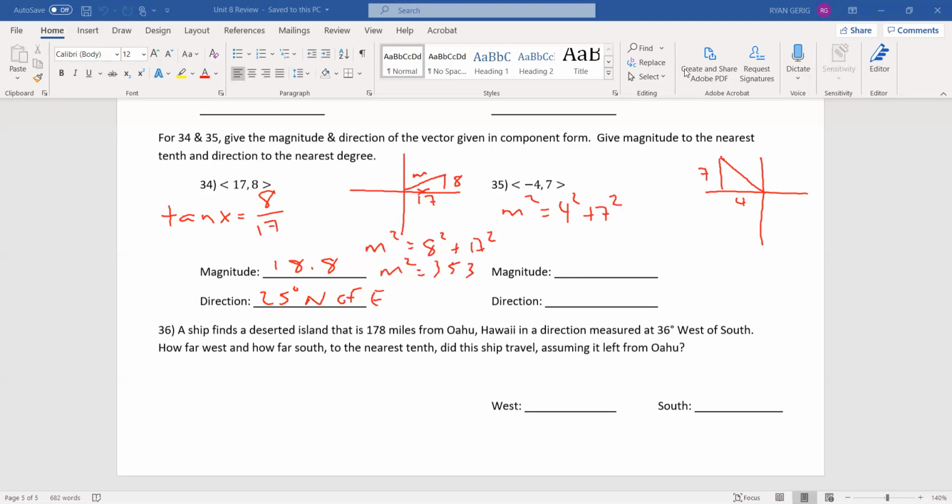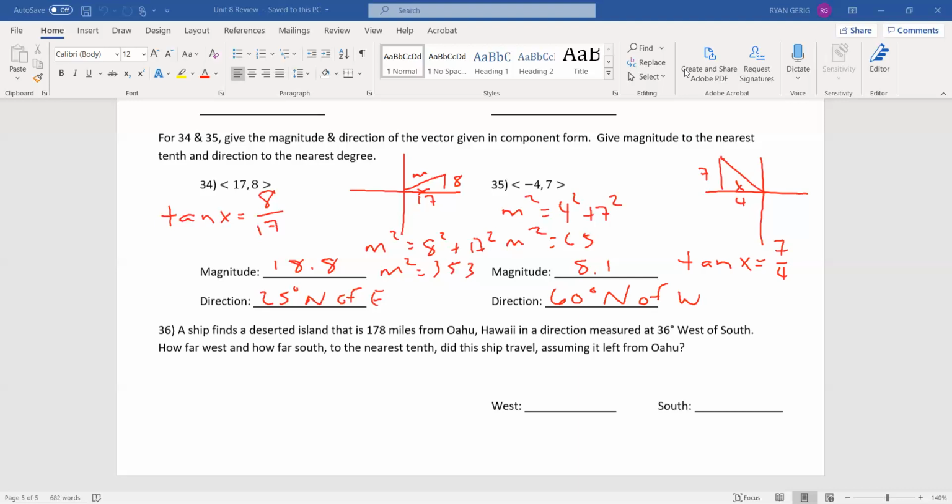So 4 squared plus 7 squared. I believe it's 65. Yep, 65. Square root of that is going to be 8 point something. 8.1 is the magnitude. Again, we're going to do tangent to find the direction of 7 over 4. The other thing nice about sketching it is it helps you with setting that trig up. Okay, it's 7 over 4. Inverse tangent of 7 over 4 is 60.25, so 60 degrees north of west.